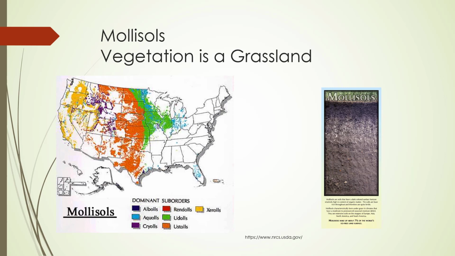Mollisols, vegetation is a grassland. So this is very fertile, and probably some of the most fertile soil in the world. Very thick, dark colored A horizon, rich in organic matter. You can see that here.